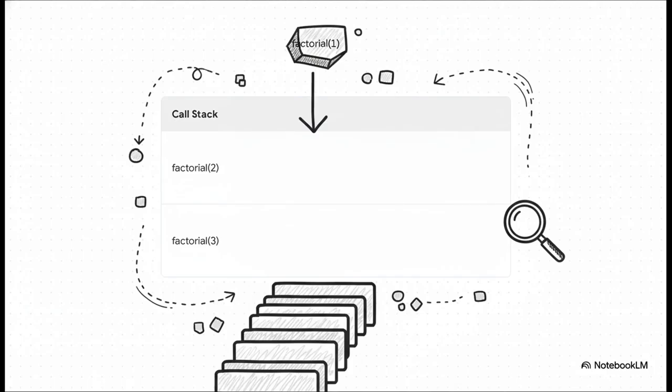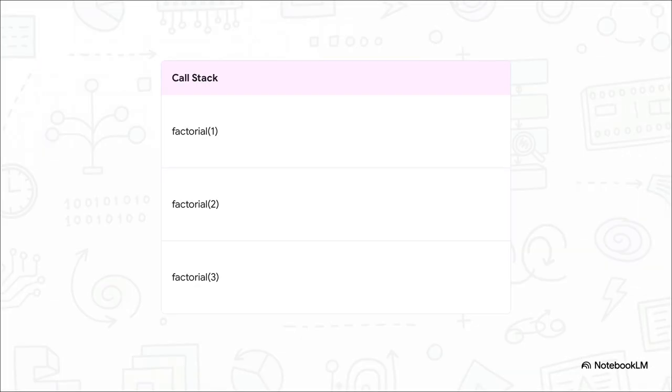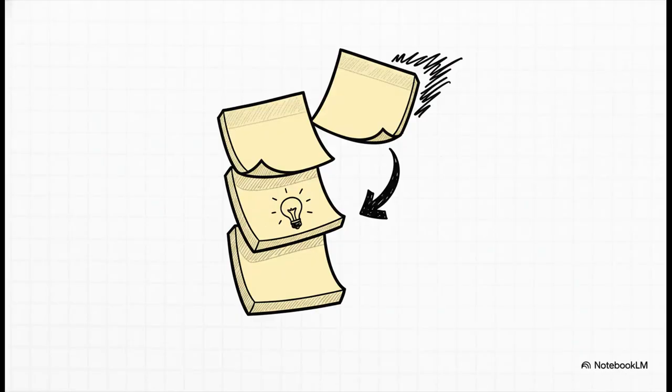But same story. Factorial of 2 can't finish until it knows the answer to factorial of 1. Okay, one more time. Factorial of 2 calls factorial of 1. Its frame goes on top of the stack, and boom, we've hit our base case. We know the factorial of 1 is just 1. It doesn't need to call anything else. It can finally give a concrete answer. And this is the really cool part. Once that base case returns a value, the whole process reverses. The stack starts to unwind.